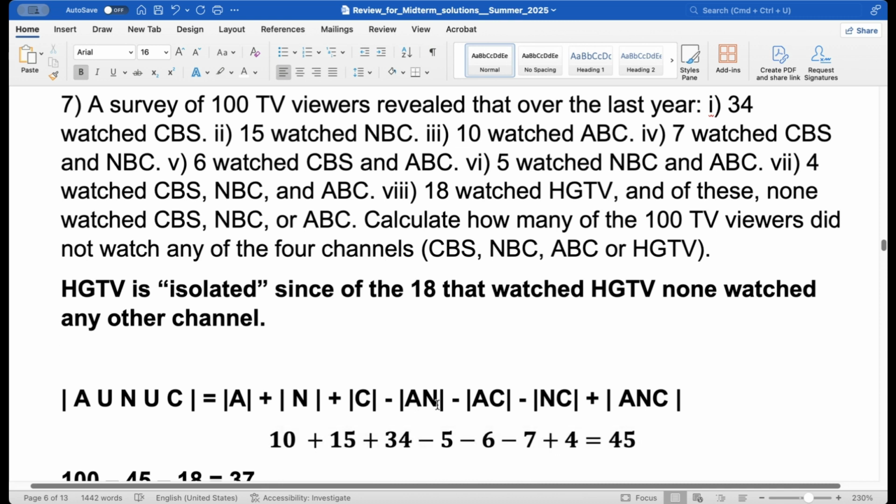ABC and NBC was 5. ABC and CBS was 6. NBC and CBS was 7. And then all three of those was 4. So totaling that and subtracting, we end up with 45.